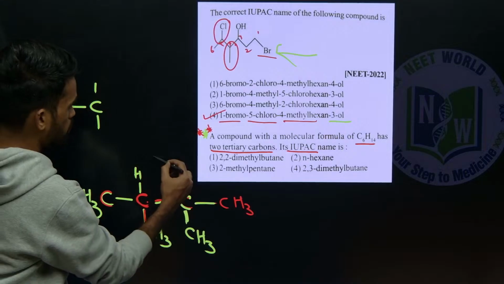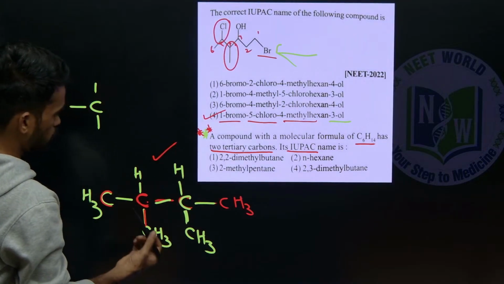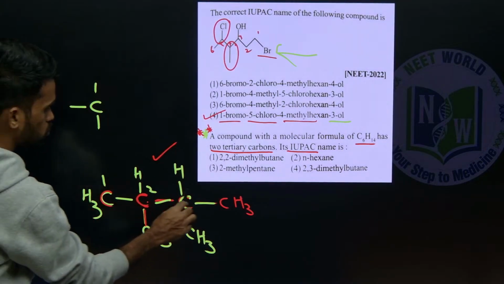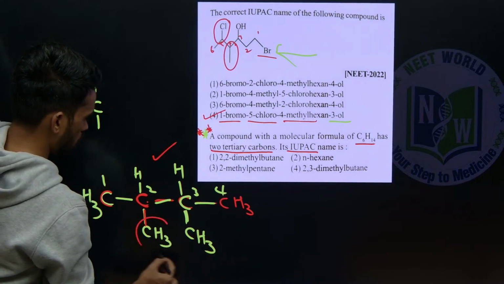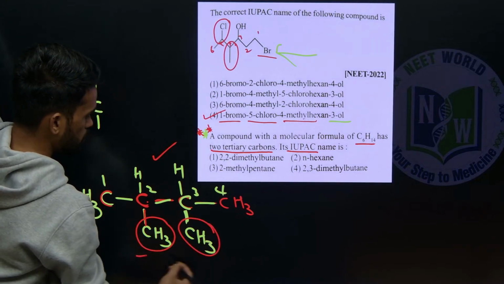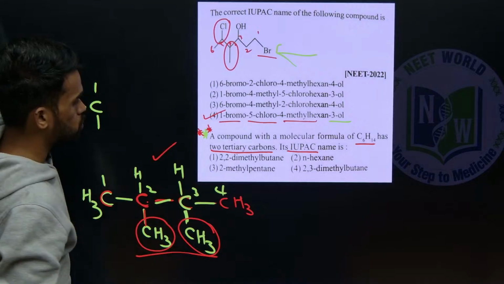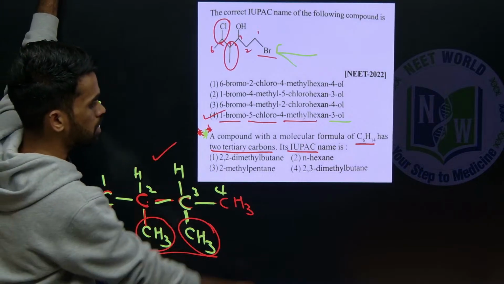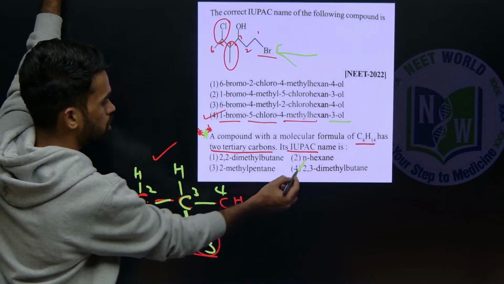So our molecule is constructed here. So what is the IUPAC name? 1, 2, 3, 4. So 2, 3 dimethyl butane. So the fourth option will be your answer.